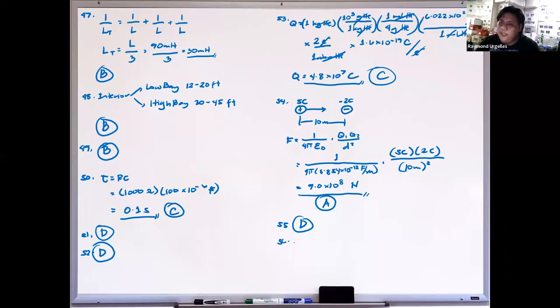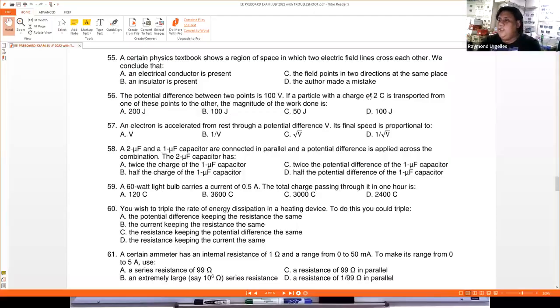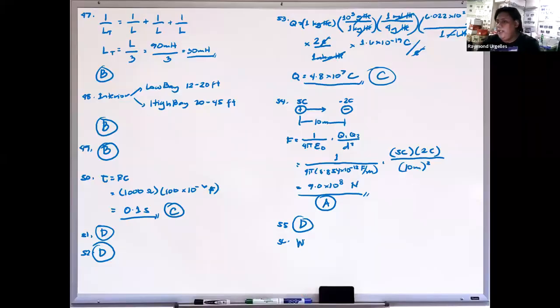Number 56. Dito given tayo ng potential difference at charge, hinahanap yung work done in moving the charge across the potential difference. Work done is simply charge times the voltage. So we have 2 coulombs times 100 volts, so this is equal to 200 joules. So this is letter A.